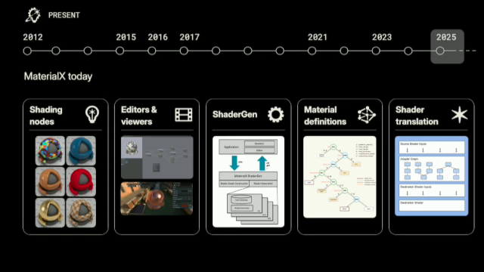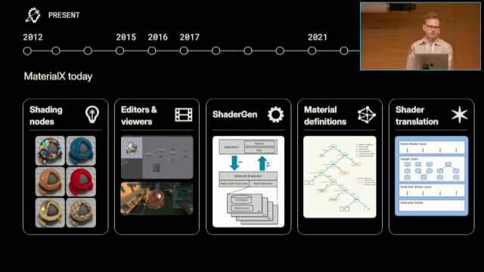MaterialX represents materials as shading graphs made up of shading nodes. The MaterialX specification defines a set of standard shading nodes of various types, but MaterialX is more than just a specification. It also comes with a set of useful tools, such as an editor, viewers, and a shader generator. And it also has definitions for common surface shading models, as well as a shader translation system. I'm now going into each of those features individually, and will also highlight some of the newer additions.